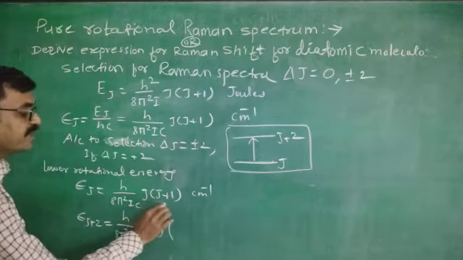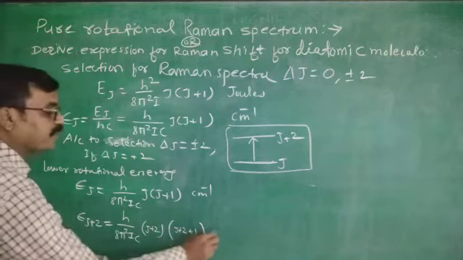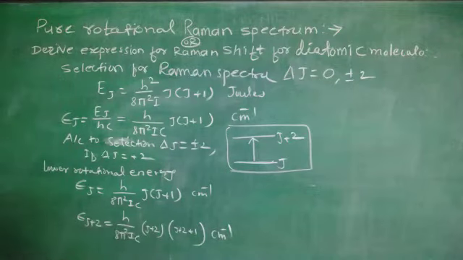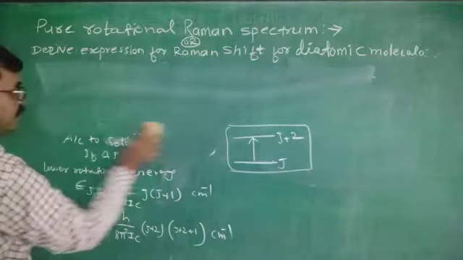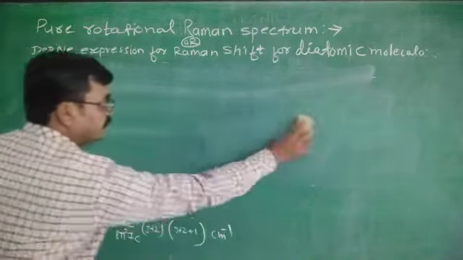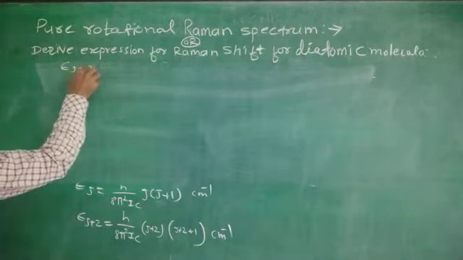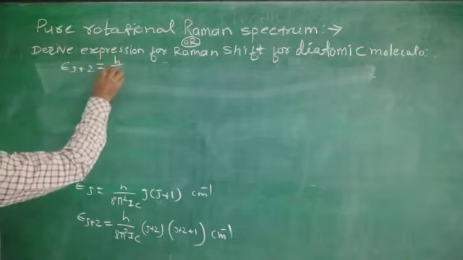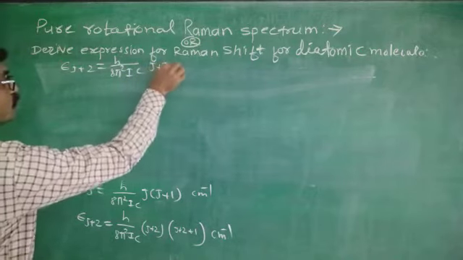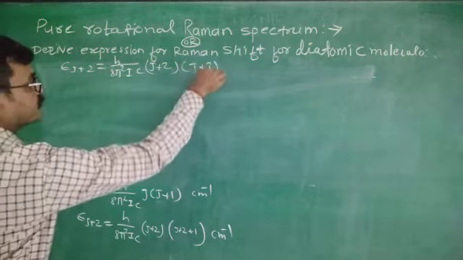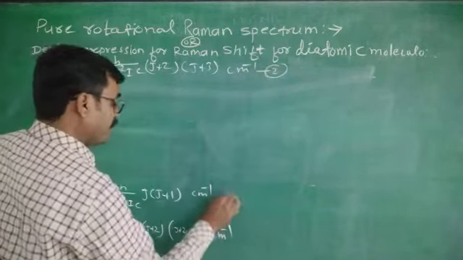Now instead of this j, again j plus 2, remaining as it is. So many centimeter inverse. If we solve it further, then what is the next step? Now after this, epsilon j plus 2 is equal to h upon 8 pi square Ic, j plus 2 into j plus 3, so many centimeter inverse. It is equation 2, and that is equation 1.